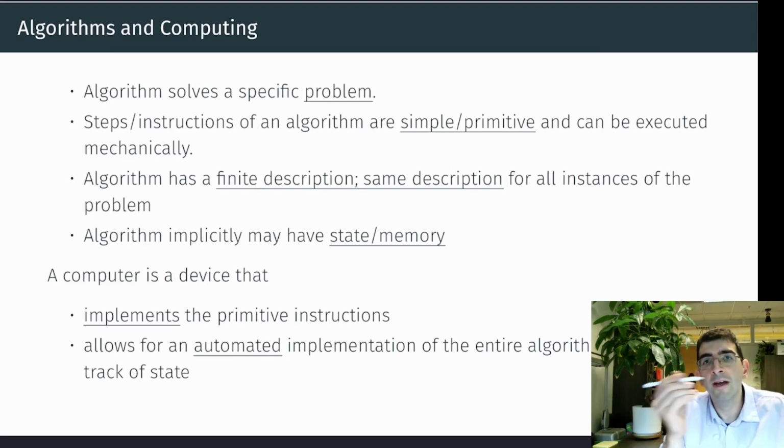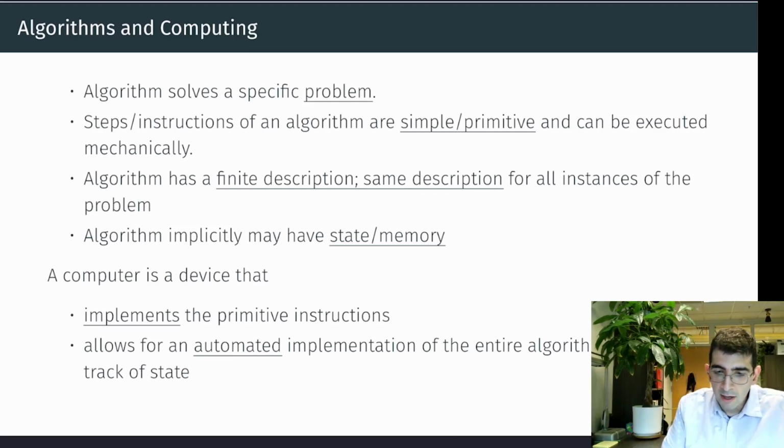So, remember when we discussed languages and strings. A string is composed of little characters. That's the smallest aspect of a string. Same thing for an algorithm. An algorithm is composed of a series of steps. That's the smallest little thing that an algorithm consists of.